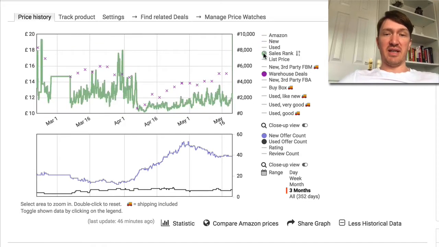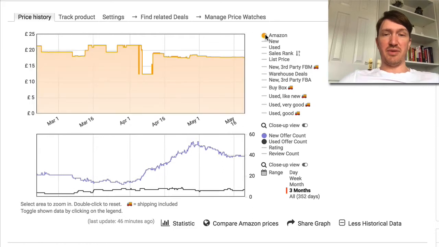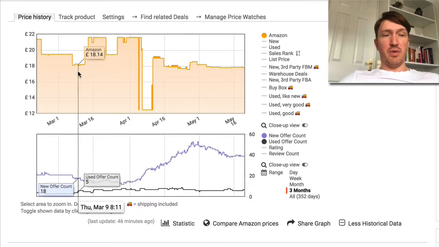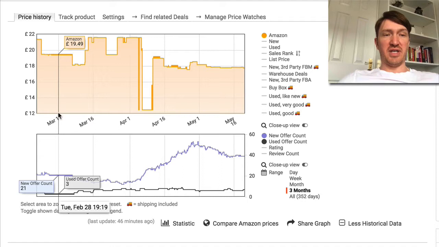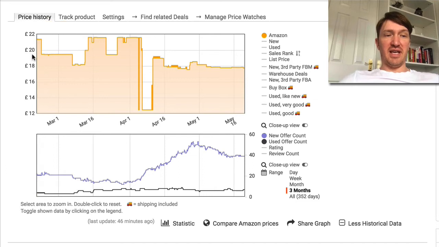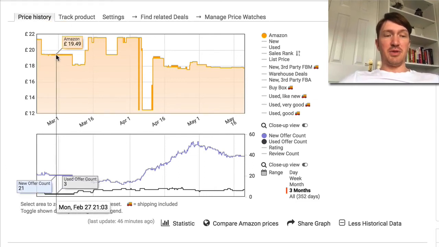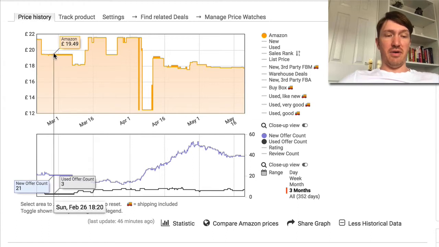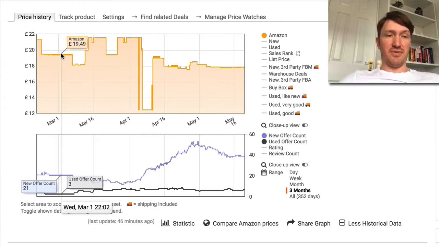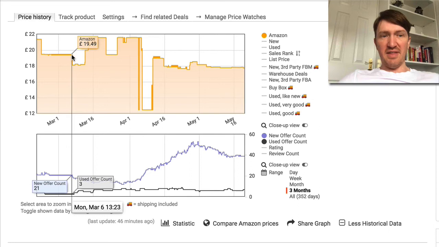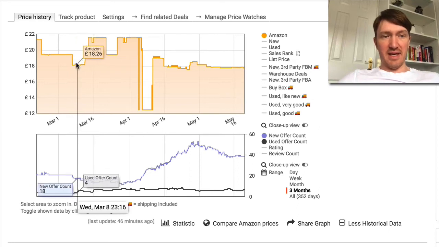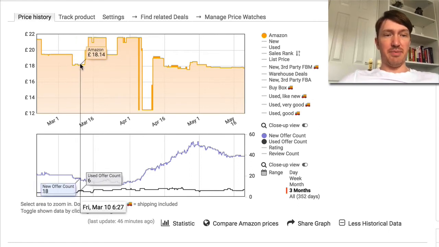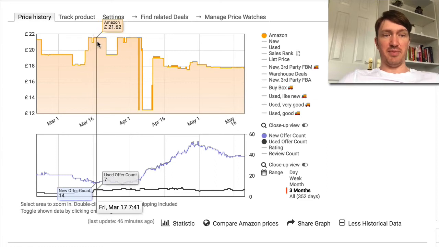So if I untick these, so we've got no other data, just Amazon on there, you can go back to March the 1st here, look, and it tells you the price, £19.49, which you can see is roughly around there. That's what they were selling for on March the 1st. And then the price drops here. Again, Keepa shows you historically what these prices have been.